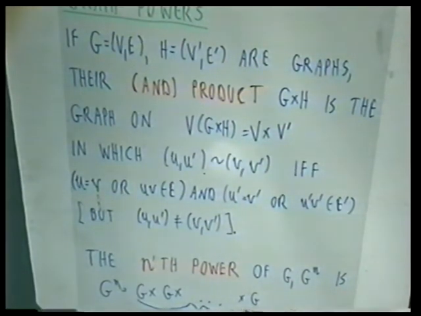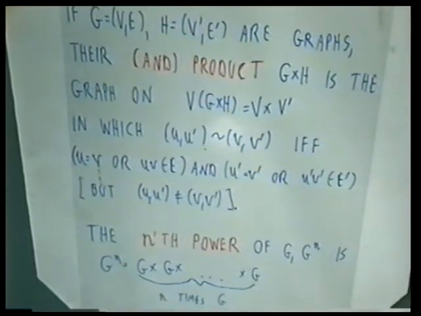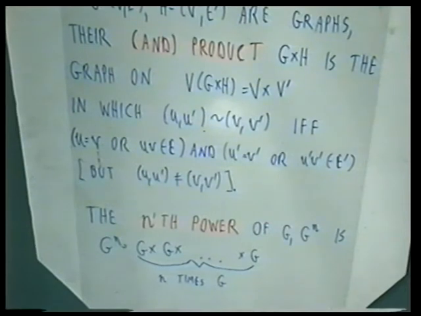So here is a definition of a product of two graphs. If we have a graph G, V is always a set of vertices, E is a set of edges, and H is another graph, then their product is a graph whose set of vertices is the Cartesian product of the set of vertices of G with that of H. And two vertices (u, v) and (u', v') are adjacent if and only if in each of the two coordinates they are either equal or adjacent, but they are not equal in both. I don't want loops here.